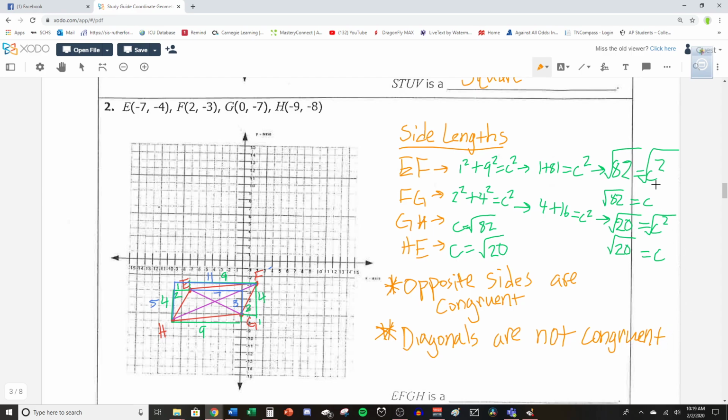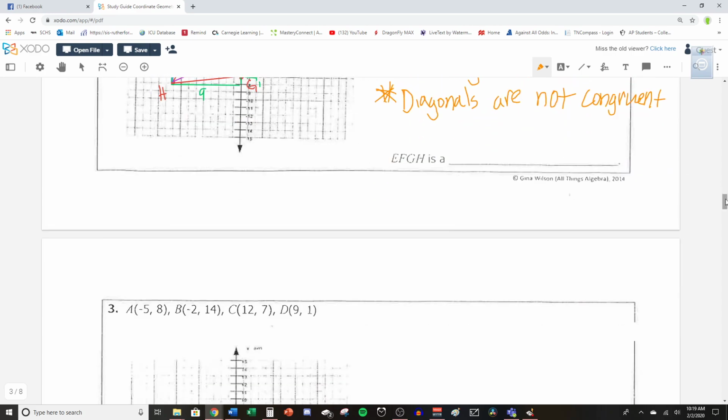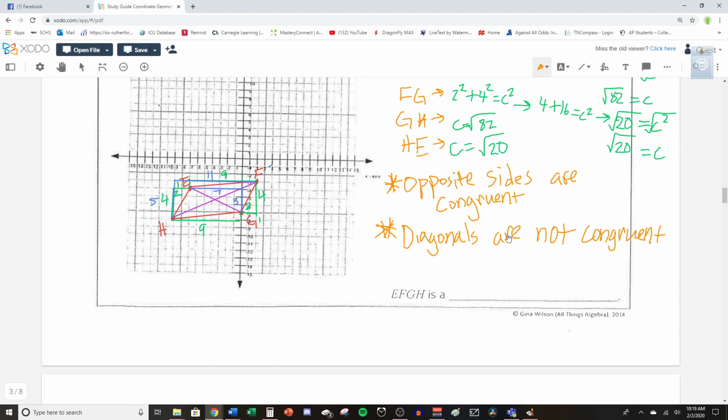What that tells us is that this is a parallelogram. If it were a rectangle, these would be congruent. So this is a parallelogram.